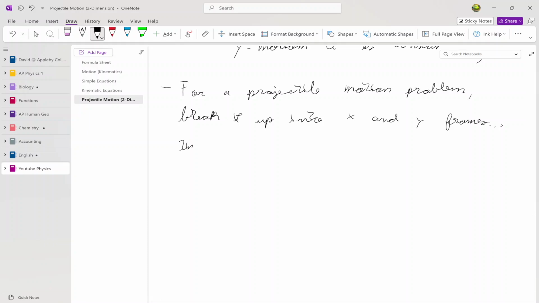But in case you're wondering, how can we relate these x and y frames? Time, t, is the bridge between them.